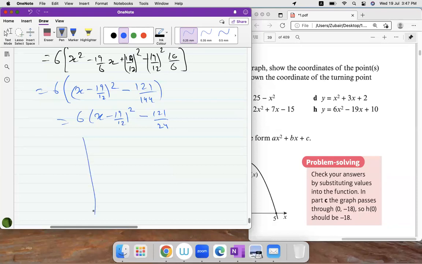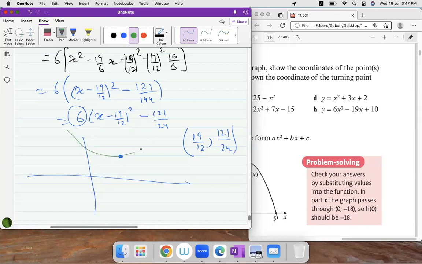So this is just the sketch. First of all, we see that it is a smiley face. Secondly, we have this turning point, which is 19 by 12. The sign is changed from negative to positive, and this 121 by 24 is copied straight away. So this is positive x and positive y, somewhere here in the first quadrant, and a smiley face. It actually makes no difference, it is just a sketch. This is 19 by 12 and this is 121 by 24. It doesn't have to be in proportion. We have labeled the turning point.